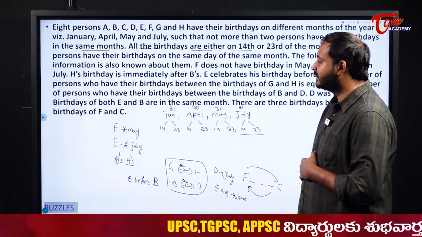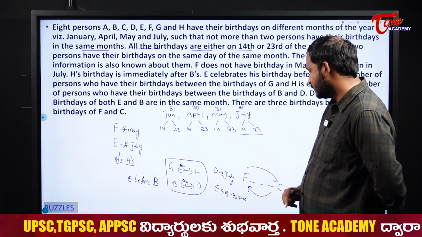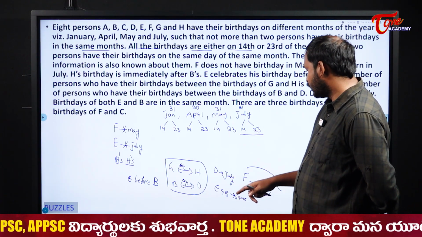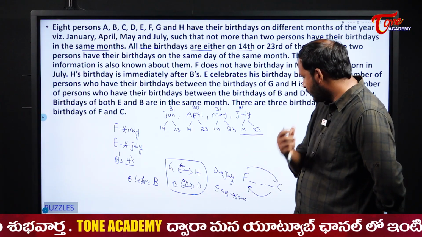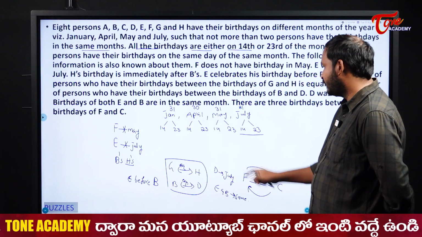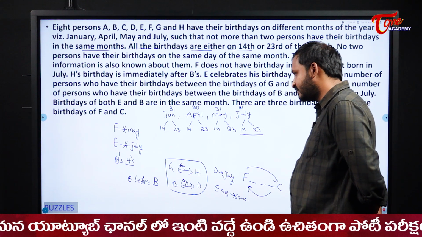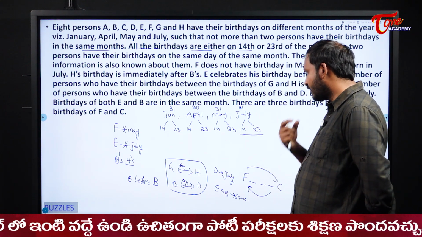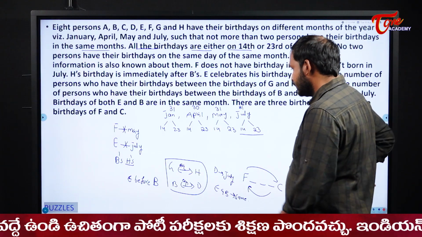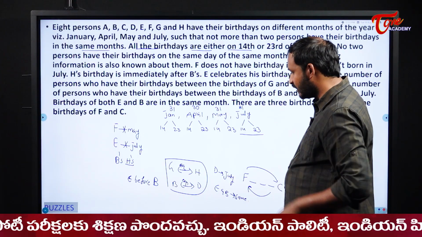So, we will go with trial and error, students. E doesn't belong to July. Anyway, D belongs to July. Okay, July is complete. F doesn't take birth in May. So, where can F take his birth? It can be either January or July, right? Why? Because there should be 3 persons. It can be here or here. So, there is a chance for both.